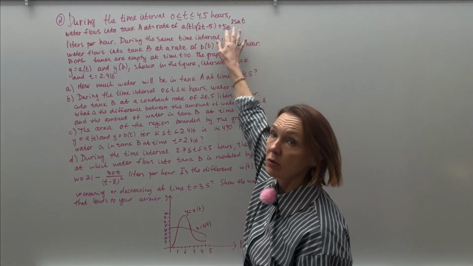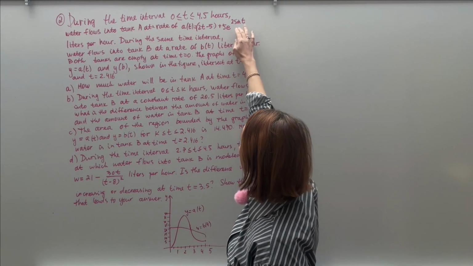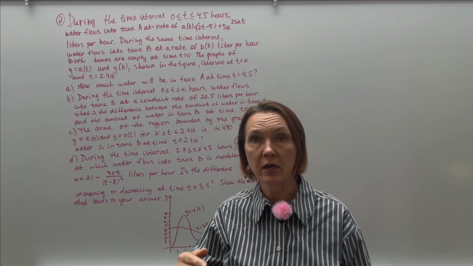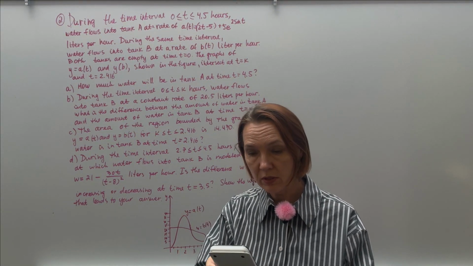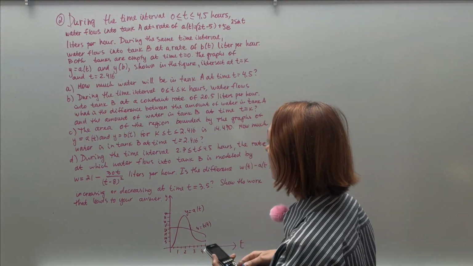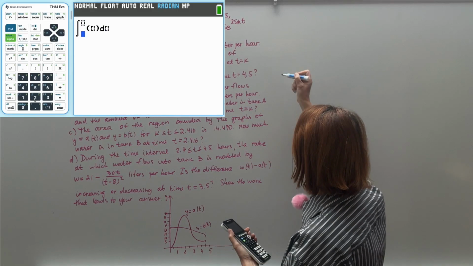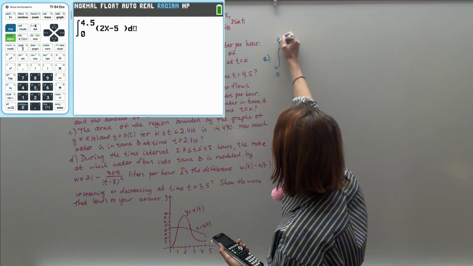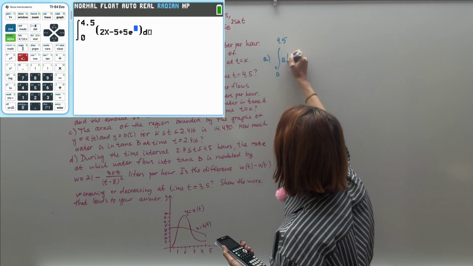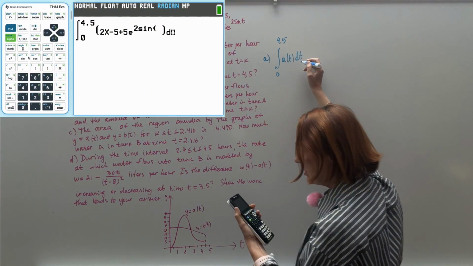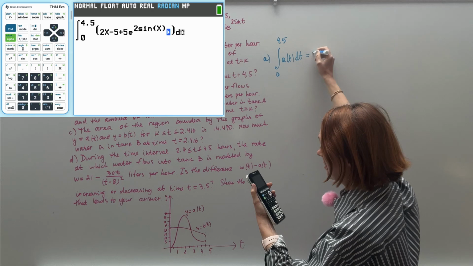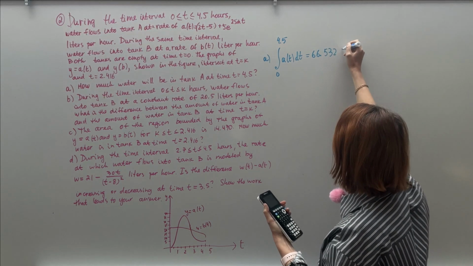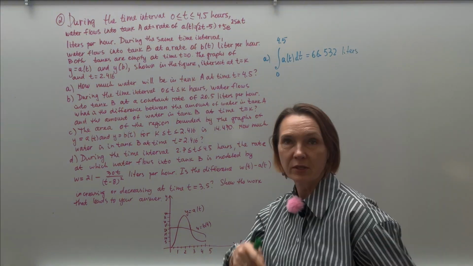Because we know A of t, this is the rate. How much water? We have to undo the rate, so we calculate the antiderivative. We do it in our calculator, and we will write down for part A that we're looking for the integral from 0 to 4.5 of A of t dt, which is going to give us 66.532 liters. That was a warm-up.